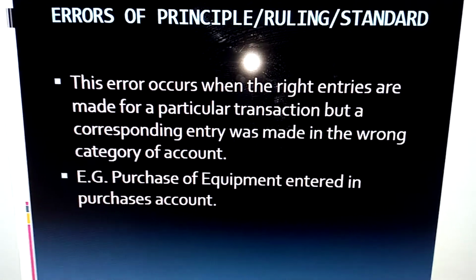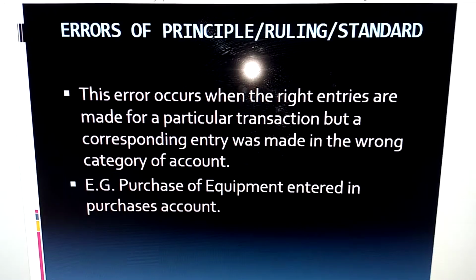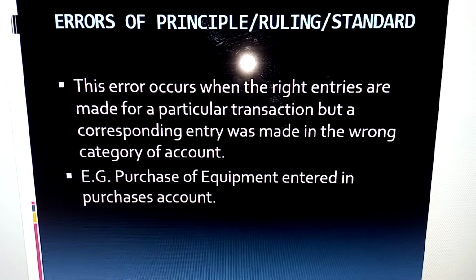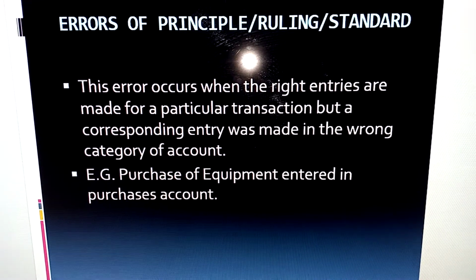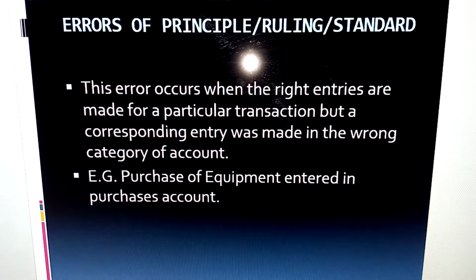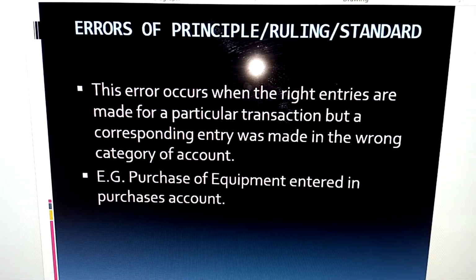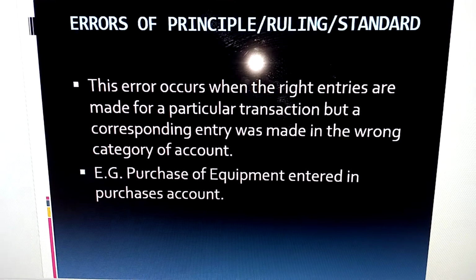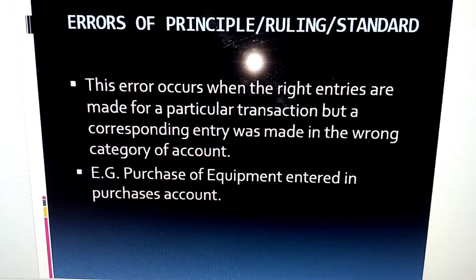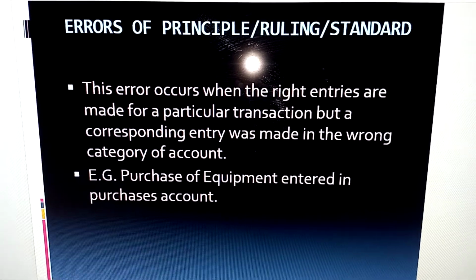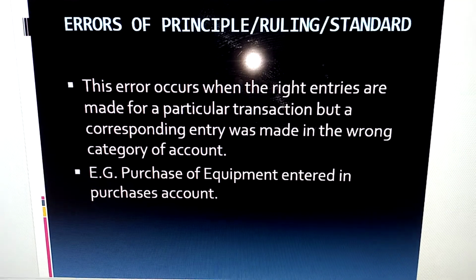For instance, you purchased equipment, or you purchased furniture, or you purchased motor vehicle, and then you recorded it in the purchases day book. Remember, the purchase day book is for only recording purchases made on credit, and the goods must be what the business deals in. Equipment is not what the business deals in, it's an asset here. So recording an asset in the purchases account is an error of principle.